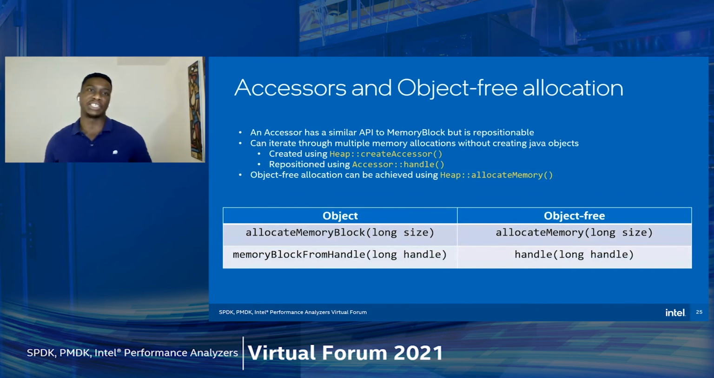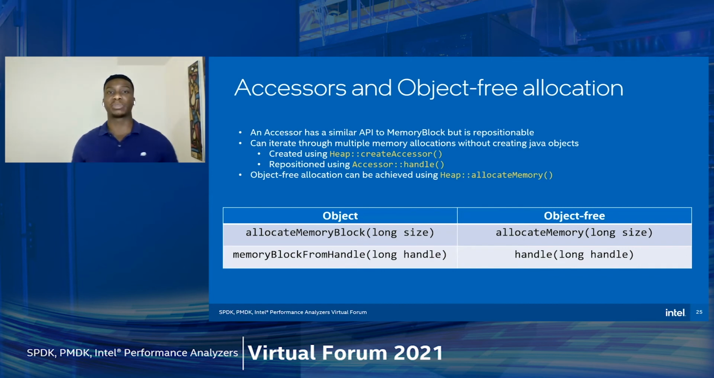The next optimization is the use of accessors and object-free allocation. An accessor has a similar API to memory block as well, but the only difference is that it is repositionable. So you can use an accessor to iterate through multiple allocations without creating too many Java objects. You create an accessor by calling heap.create accessor, and you can reposition said accessor using a handle method. This handle method takes a handle and will reposition that accessor to the memory allocation associated with the given handle.